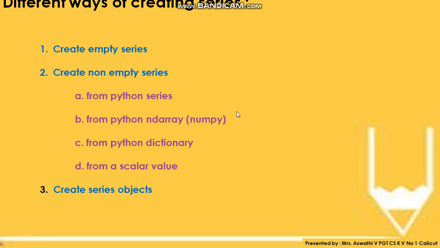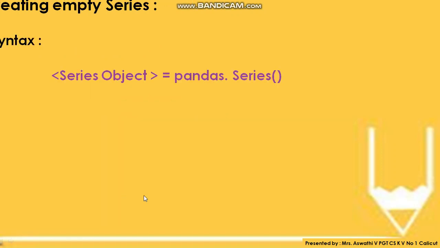So these are the things which we are going to learn now. How to create an empty Series, how to create a non-empty Series. Different methods are there: how to create it from a sequence, from an ndarray, from a Python dictionary, and from scalar values, and creating Series objects.